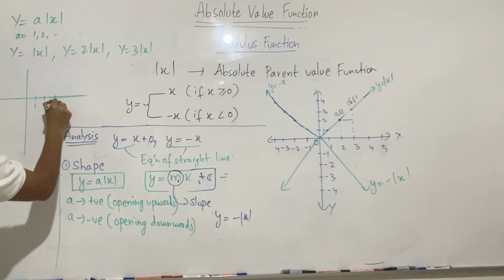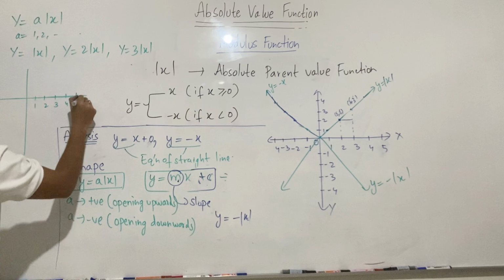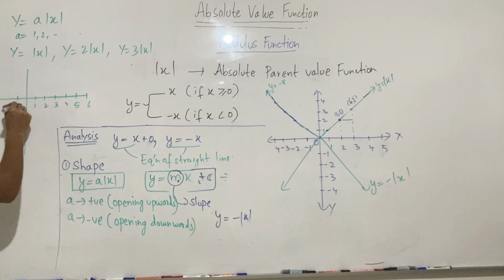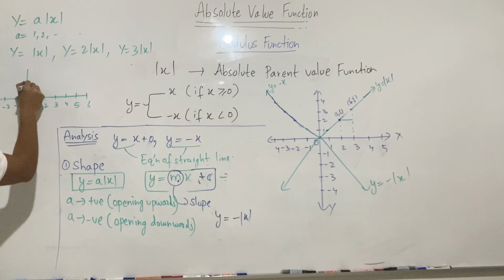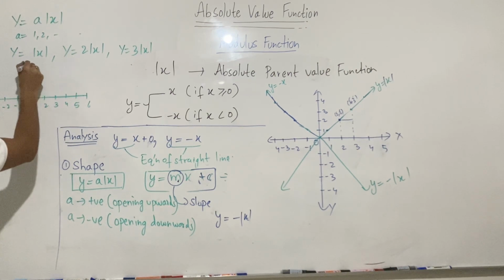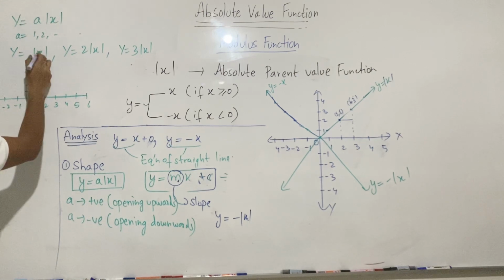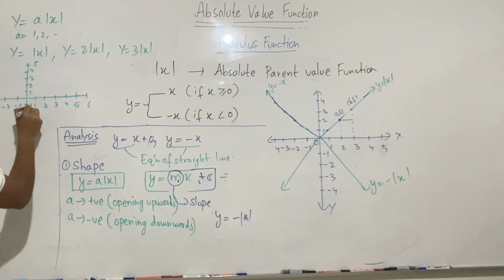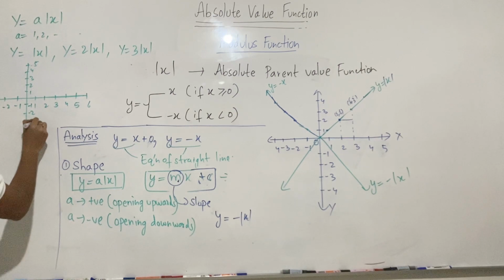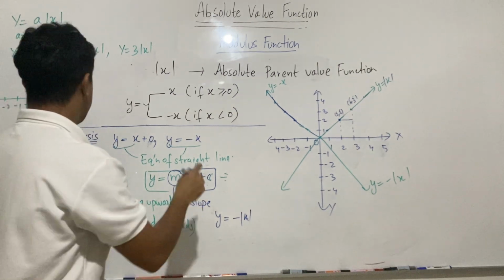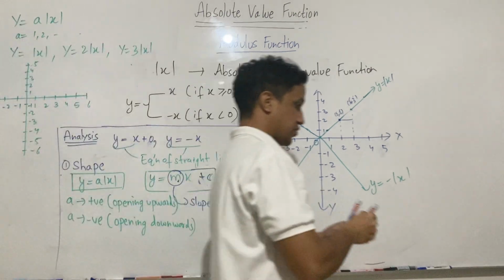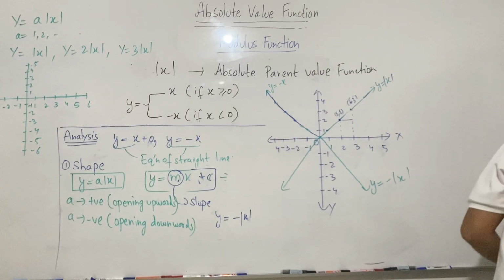Here 1, 2, 3, 4, 5, 6, minus 1, minus 2, minus 3, minus 4, minus 5. Here 1, 2, 3, 4, 5. Here minus 1, minus 2, minus 3, minus 4, minus 5, minus 6, and so on. Okay, this is x-axis, this is y-axis. So I hope it made sense.